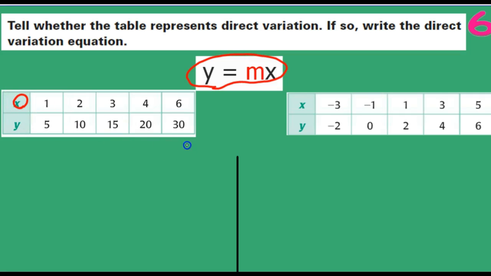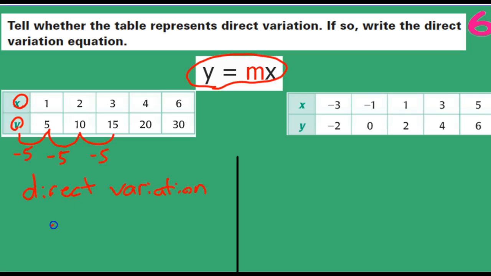on our y. So this looks like it's going down by 5s. So minus 5, minus 5. If I go from 5 minus 5, my y is going to be 0. So this does have direct variation because it's 0 at both the x and the y.